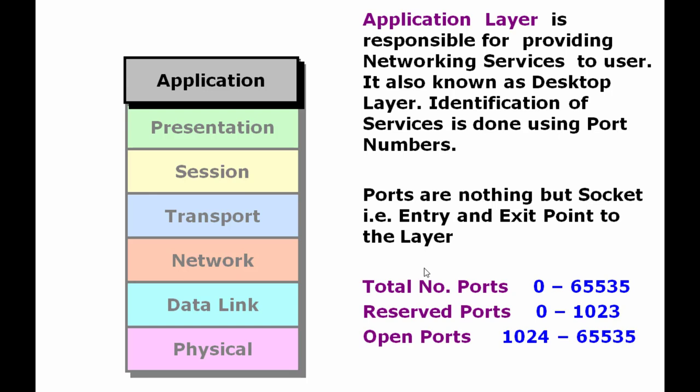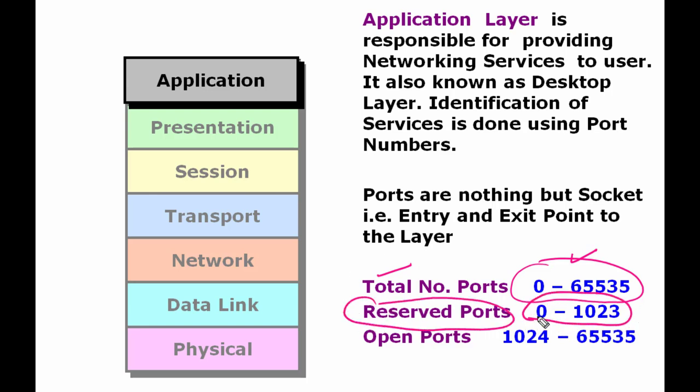In the networking industry, at the application layer, we have a total of 65536 ports, but they start from 0. So 0 to 65535 is our total range of ports, and the reserved ports are only 0 to 1023. Now what is the meaning of a reserved port? Reserved ports are those that are already reserved for one specific protocol.